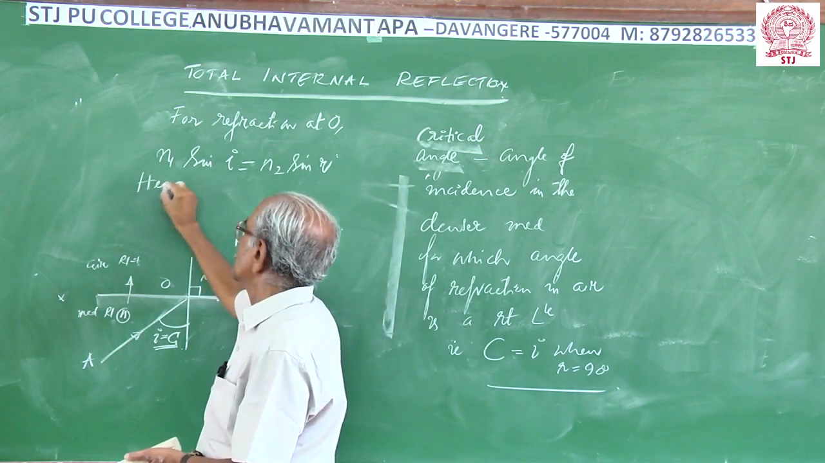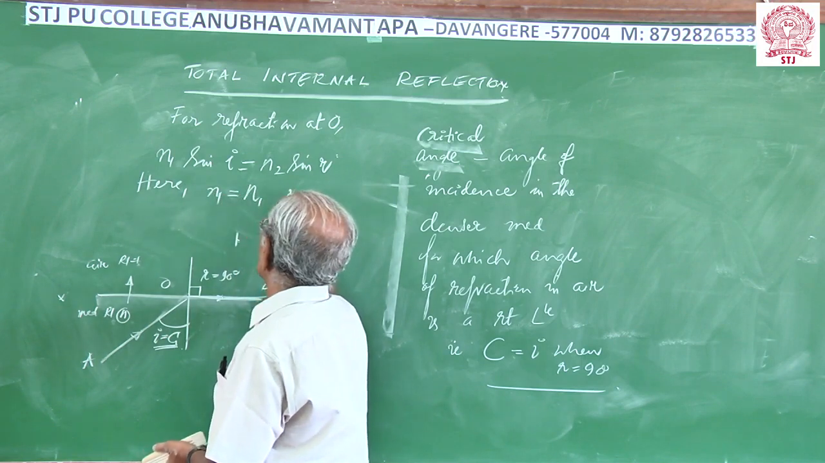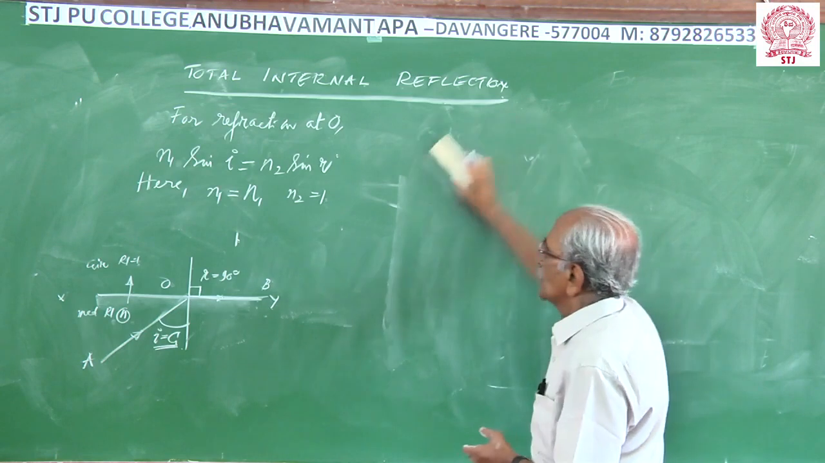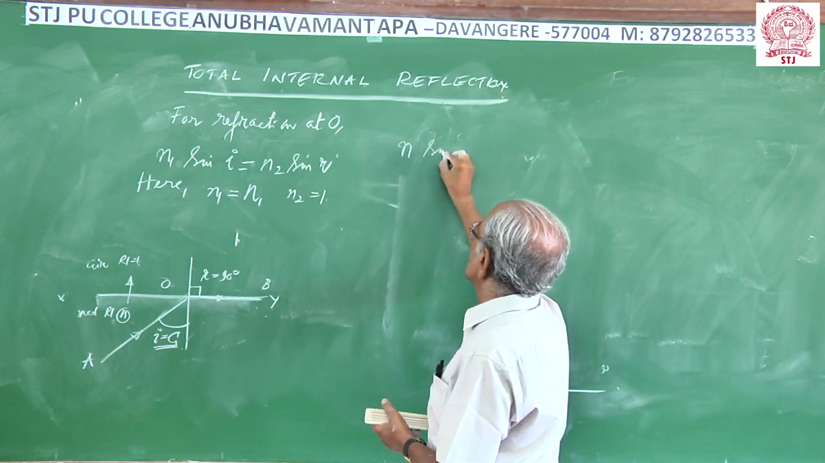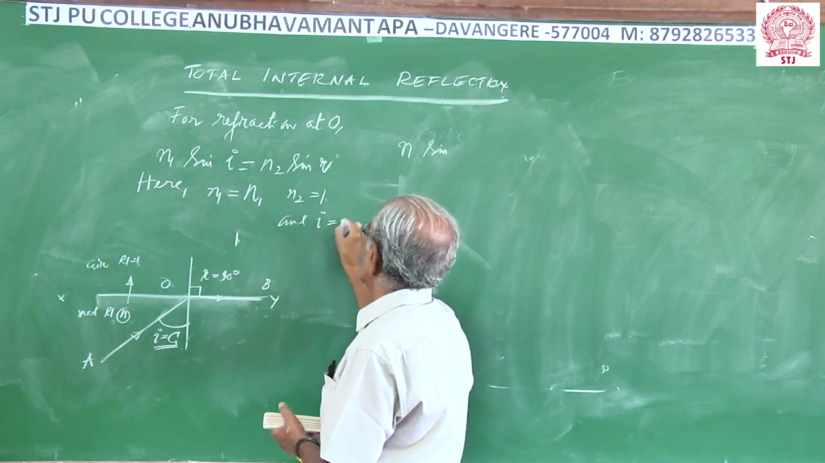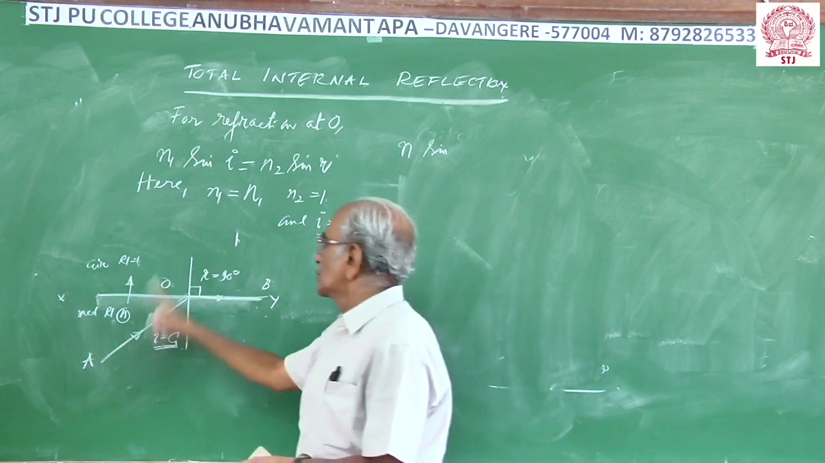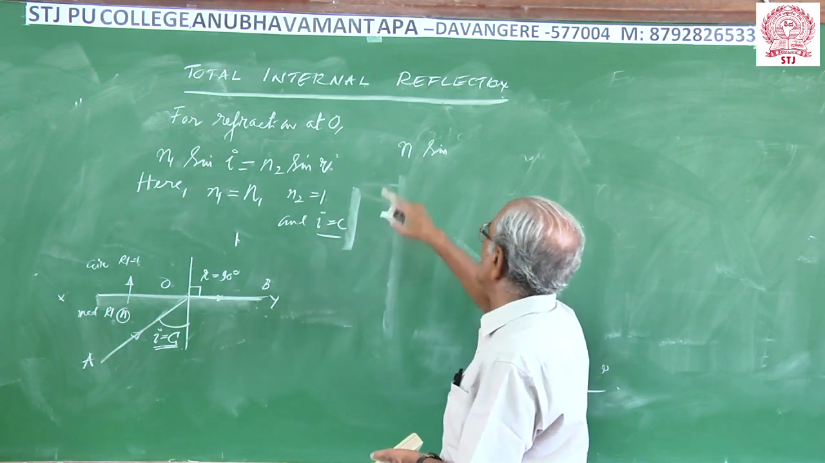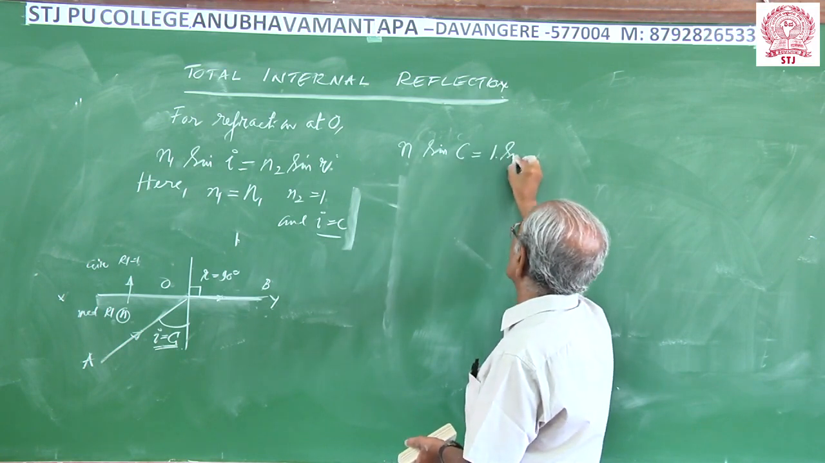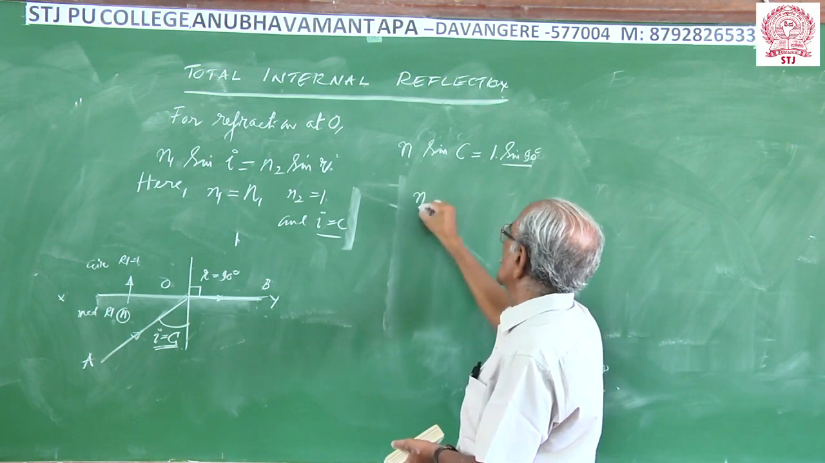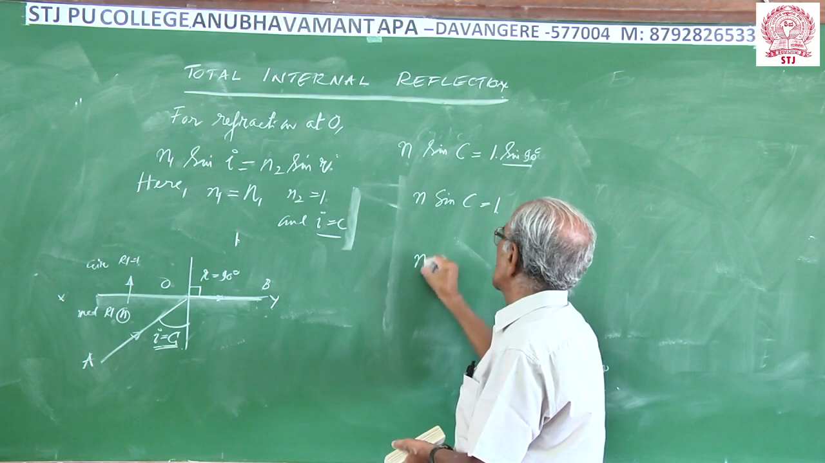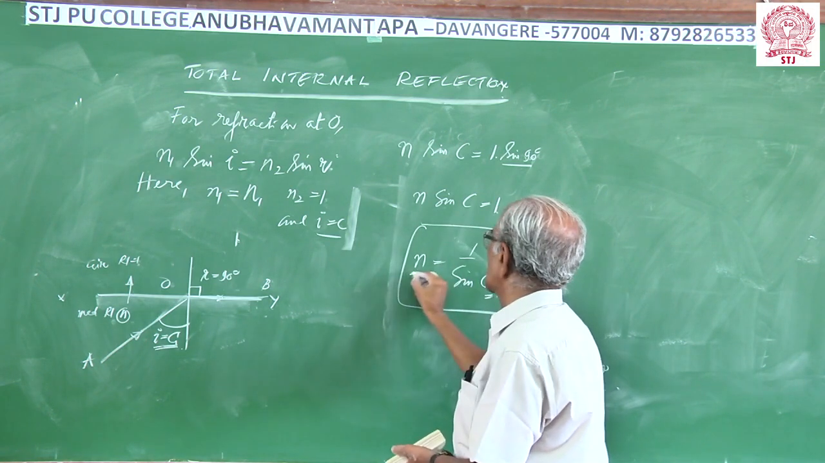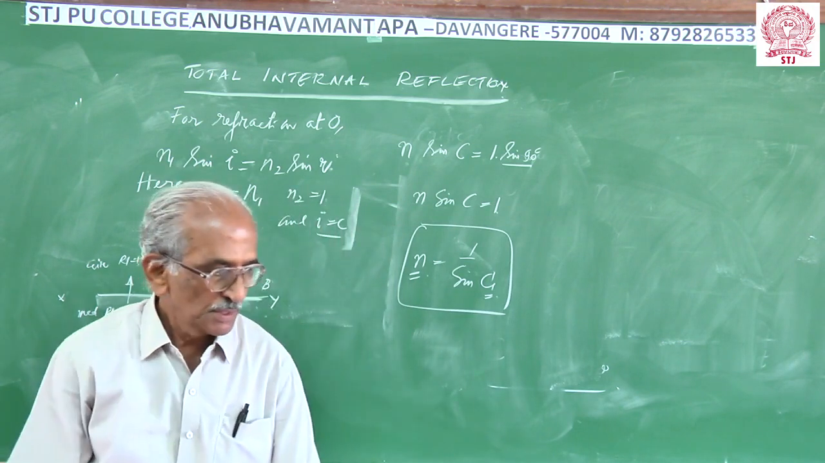Now here, we have L1 equals N, L2 equals 1. Therefore, N sin I, we are going into this medium making an angle of incidence equal to I, that is C. So I substitute these relations into this equation. So N sin C is equal to 1 sin 90. Now this is 1. Therefore N sin C is 1, or N equals 1 by sin C. Now that is the relation between critical angle and refractive index. I think we will stop here for the day and continue tomorrow.